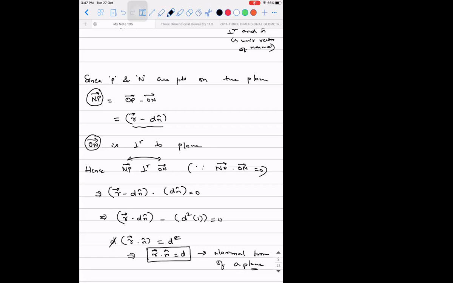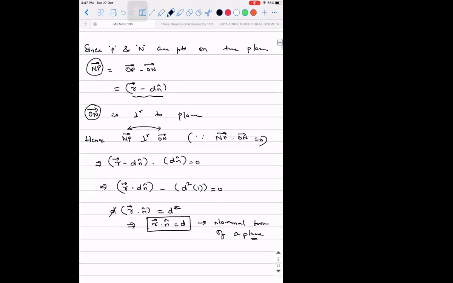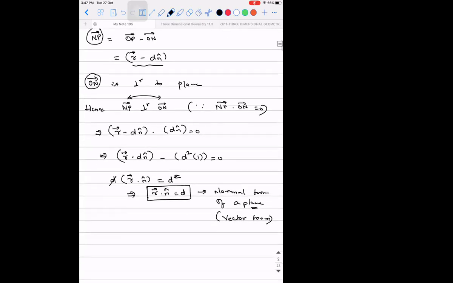Write it down. And moreover, it is a vector form, right? So I'll finish the Cartesian form also, then you can write it down.